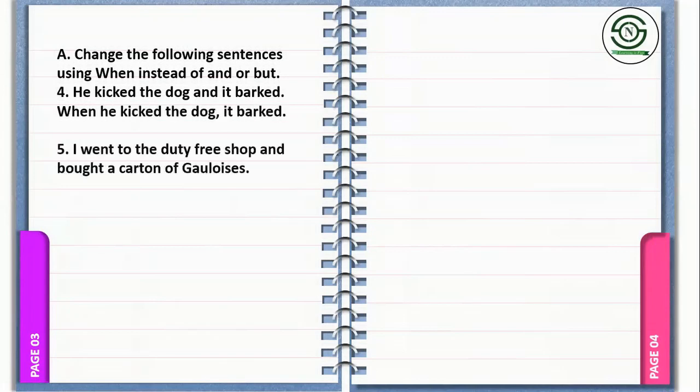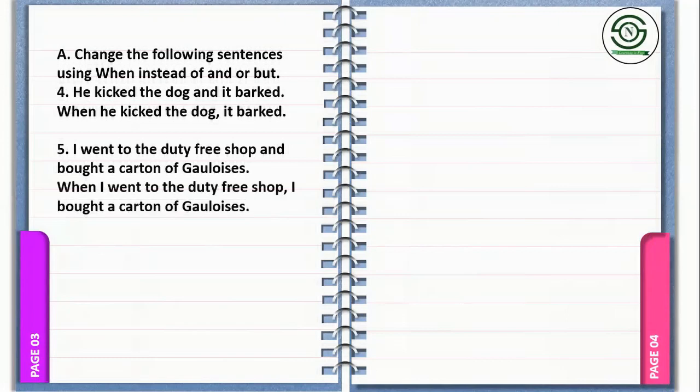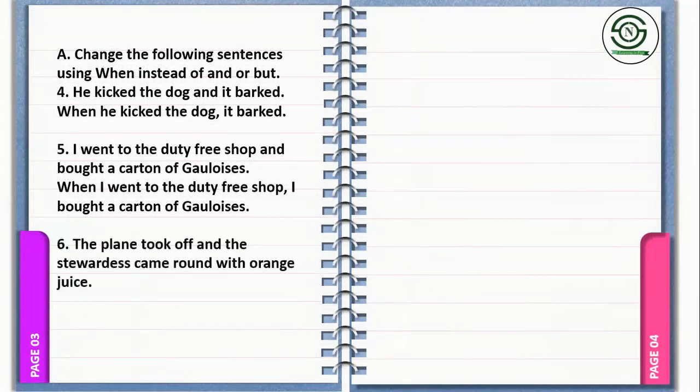I went to the duty-free shop and bought a carton of goalie. So you can simply put it as it is. And you are just removing and को ठाउँमा हजुरले कमा राख्नु भएको छ अरु जस्ताको तस्तै. Number 6, the plane took off and the stewardess came around with orange juice. Plane उड्दा उड्दै त कसले जुस लिएर आउँछ, right?